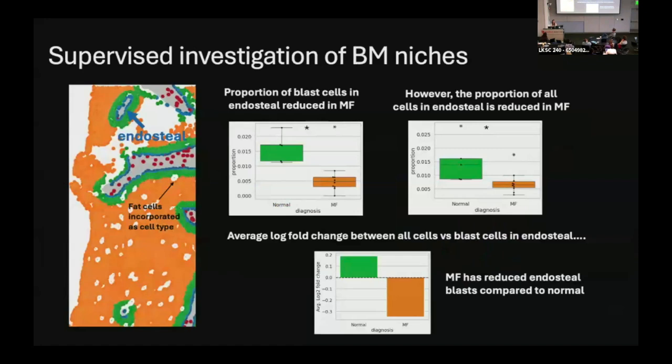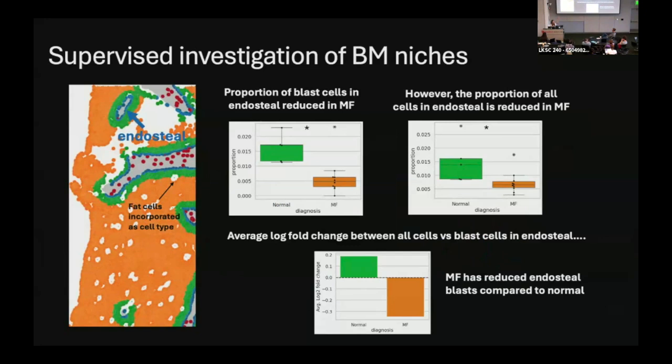Next, one of the key things with MPNs is that they acquire their driving mutations really, really early in life, and then there's a mean latency before disease progression. And one of the thoughts is that the bone marrow microenvironment might be important to producing the mutant cells. So given this, we wanted to use our bone segmentation and incorporate our fat to try and investigate the different bone marrow niches.